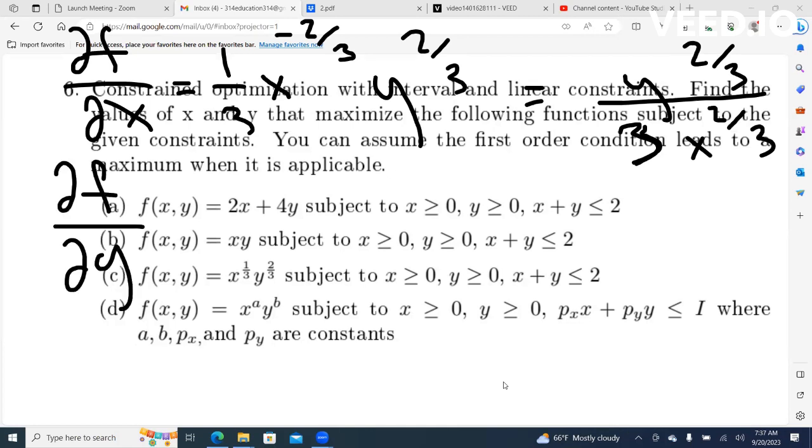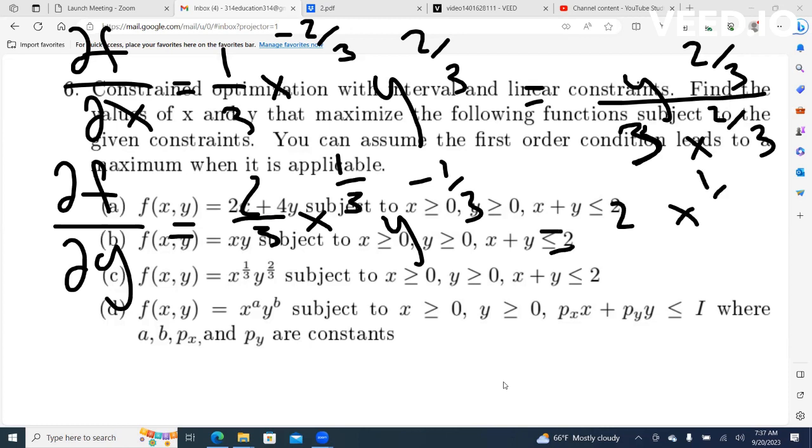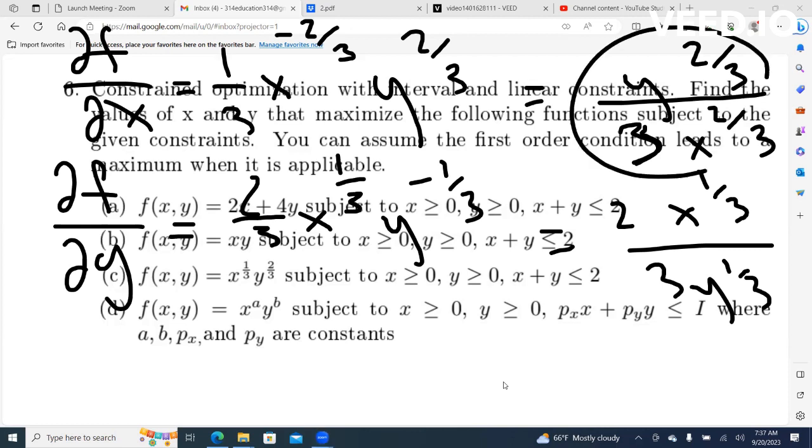So the partial of that thing with respect to y is going to be 2/3 x to the 1/3. X to the 1/3 is held constant. Y to the negative 1/3, I have 2/3 minus 3/3, right? Which is something like 2x to the 1/3 over 3y to the 1/3. So those are our two partials there.